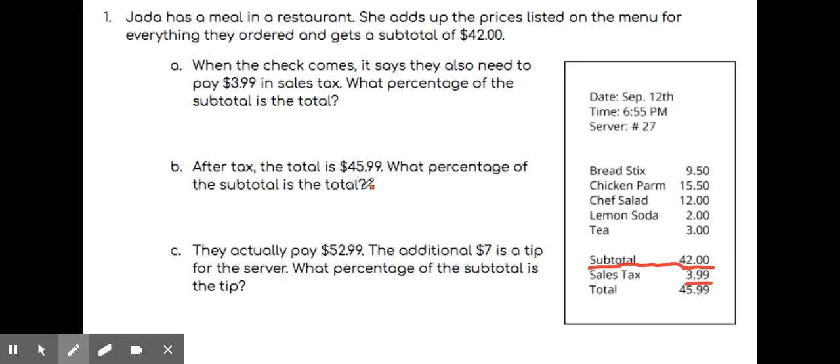Really, I want you to think here. You have your 100%, you have whatever your sales tax is. What's your new percentage? And then they actually pay $52.99. The $7 is a tip. What percentage of the subtotal is the tip? So I want to know $7 is what percent of 42.